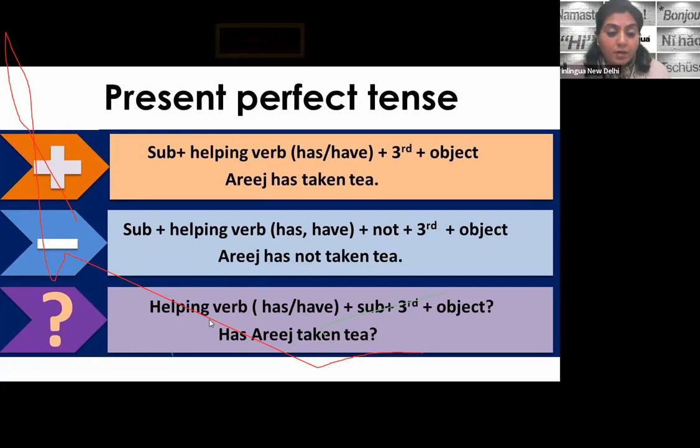Now, the third is a question. Now this question is a yes or no question. You have the helping verb have or has in the starting. Then you have the subject. Then you have the third form, and then you have the object. Basically, you change the positive sentence. You change the position of the subject and the helping verb. Areej has taken tea becomes has Areej taken tea? That's the only difference here.